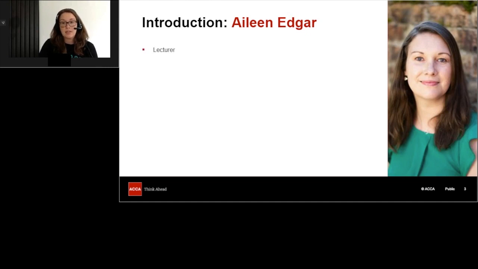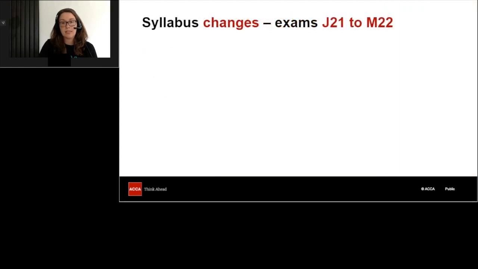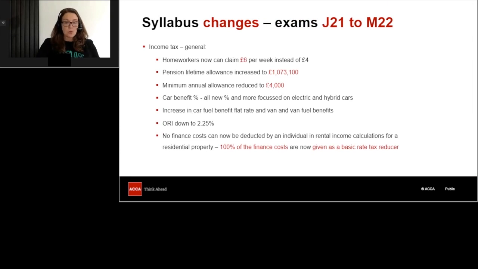So let's get started on the actual contents for today's session. The focus, as Lucy outlined, is going to be primarily around looking at the changes in the Finance Act for the exam sessions running from June 2021 through to March 22. As you'll know, there is a new Finance Act each year. Sometimes we've even had more than one in a year. And this is the main piece of legislation that drives the different tax rates and rules that individuals and businesses in the UK need to adhere to.